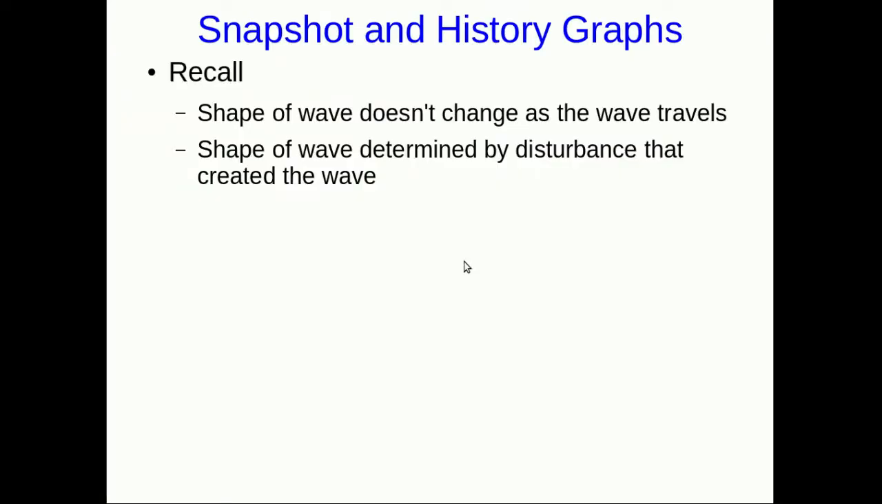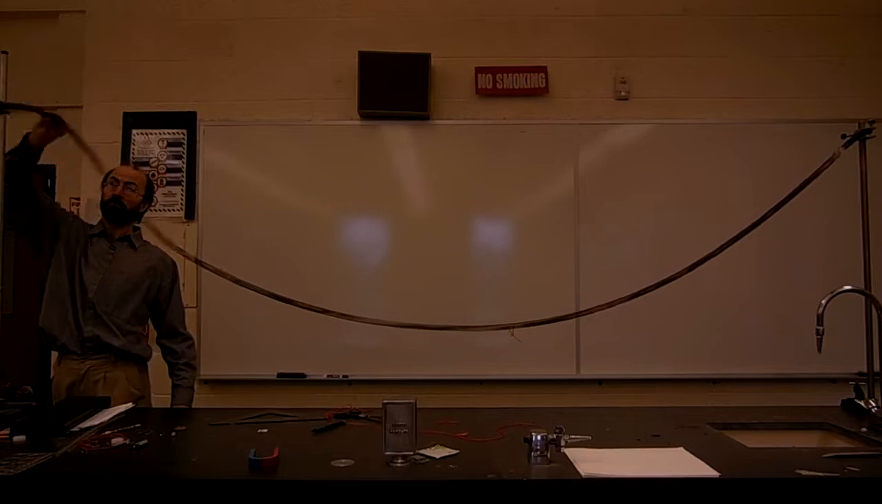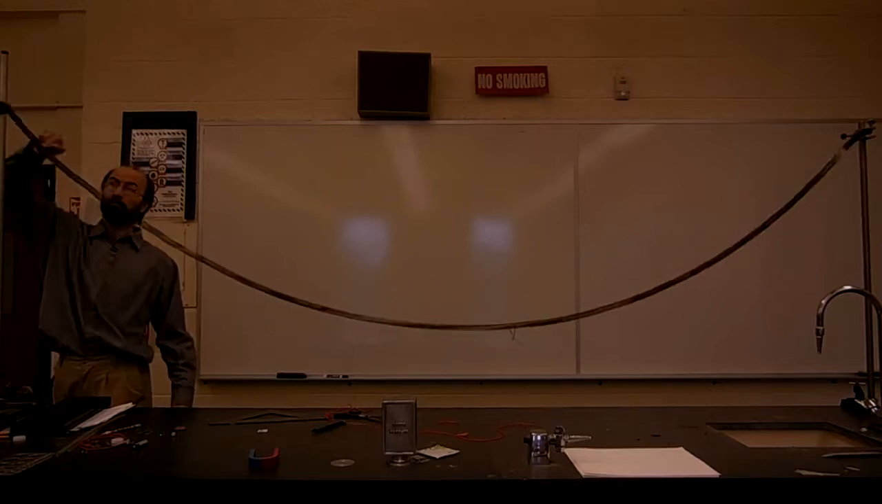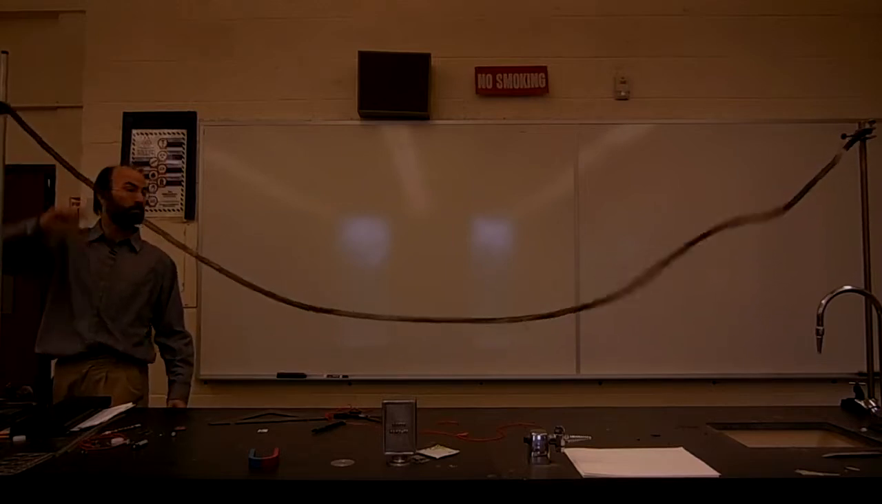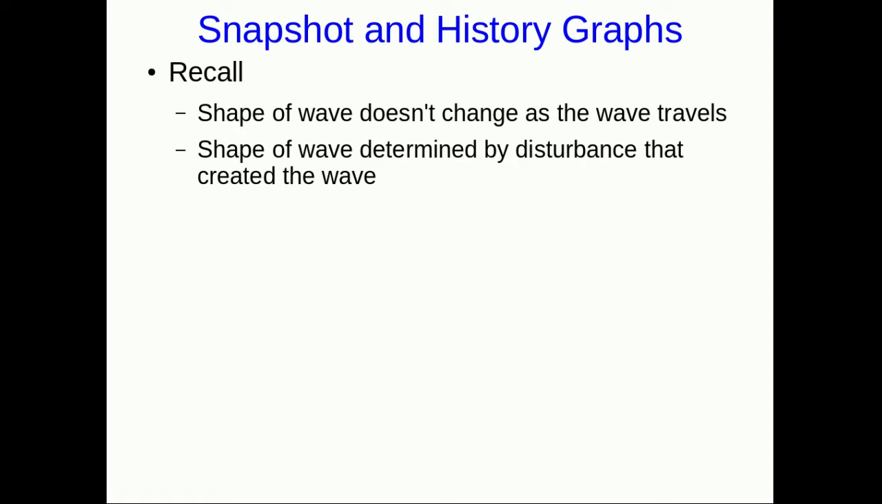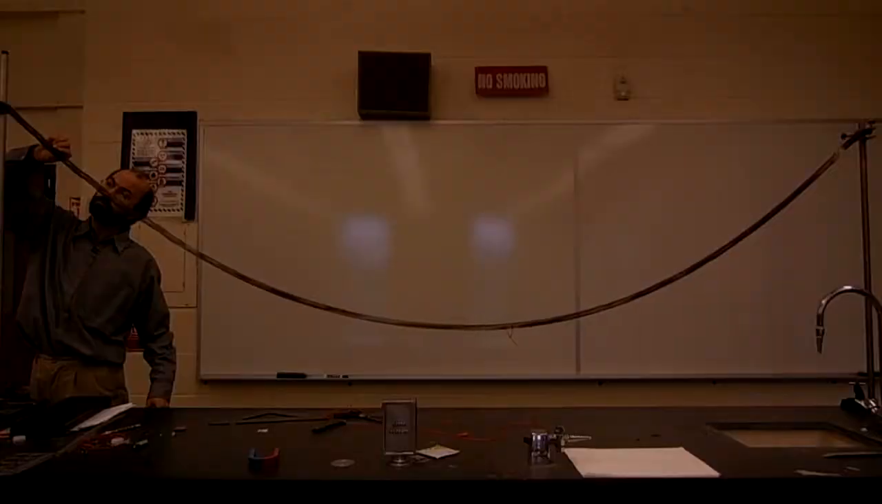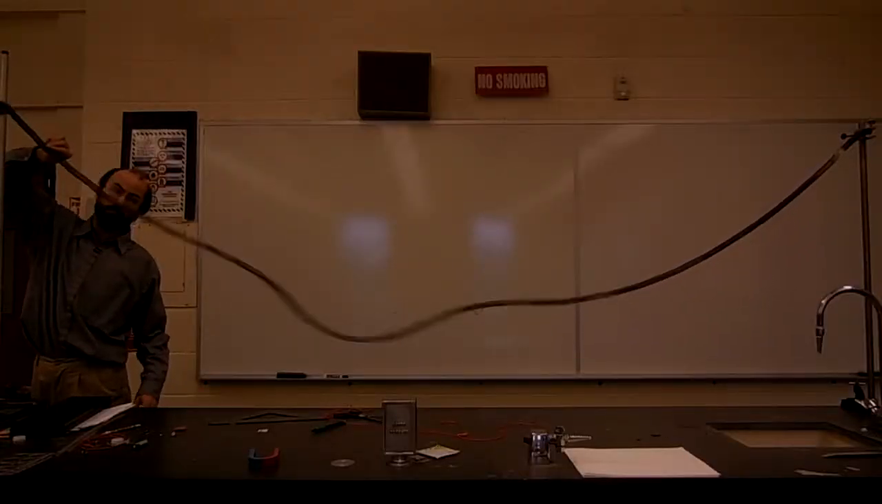Remember from last lecture that a wave, as it's propagating through the medium, doesn't change its shape, and that its shape is determined by the original disturbance. So with the long springs, you saw me wiggle the spring upward, and it caused an upward bump to propagate along the spring. And if I wiggled it downward, a downwards little trough would propagate along the spring.